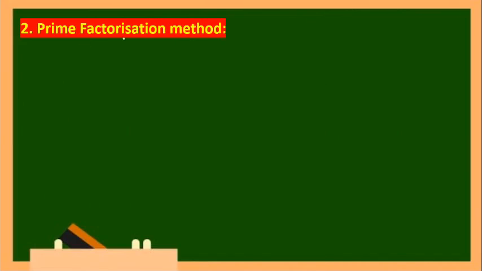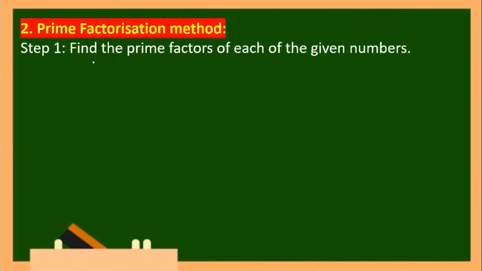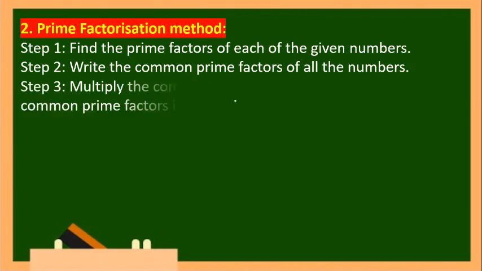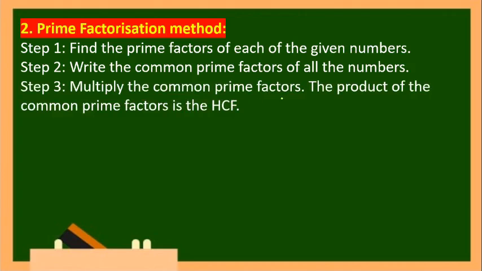Next one, prime factorization method. Okay. Second method is prime factorization method. In this method, find the prime factors of each of the given numbers. Then write the common prime factors of all the numbers. Multiply the common prime factors so that the product will represent HCF. The multiplication of common prime factors becomes HCF.